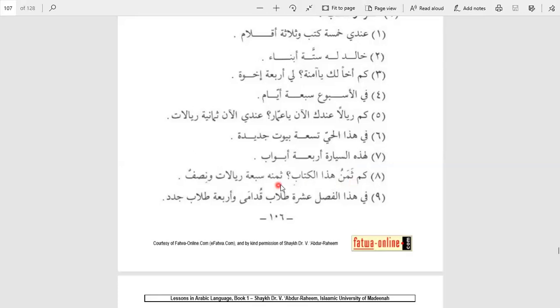For example, tamanahu sab'atu riyalatin. Riyalatin is referring to the value of this kitab. So it costs 6.5 riyals.